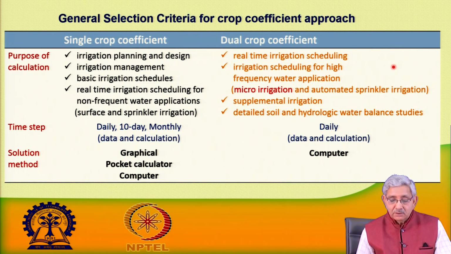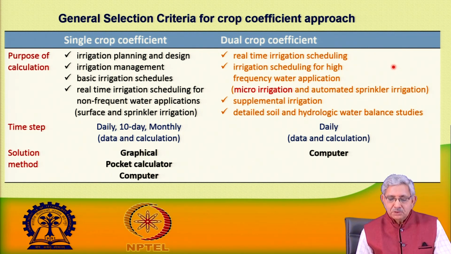So, the general selection criteria for the crop coefficient approach: the single crop coefficient is used for irrigation planning and design, and for irrigation management. It is used for non-frequent water application, by giving irrigation through surface irrigation, meaning border irrigation, furrow irrigation or basin irrigation, or sprinkler irrigation, where 10-day or monthly data, meaning daily data are summed, and then irrigation is given.